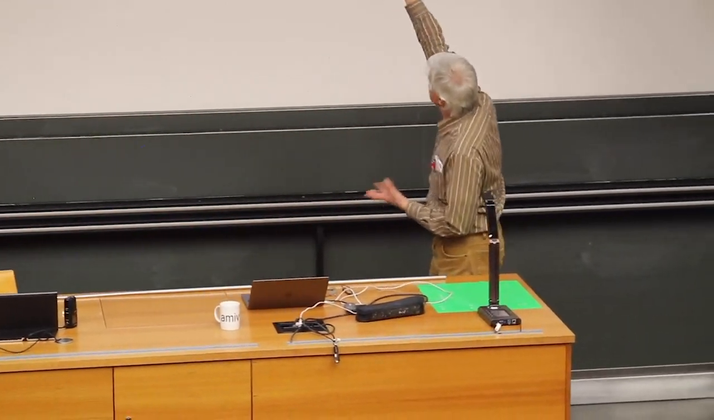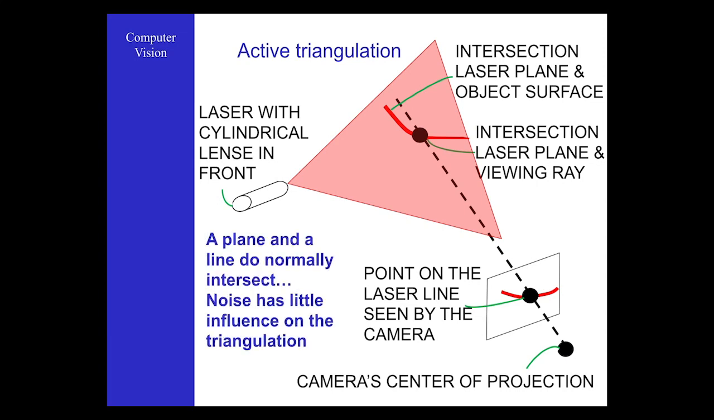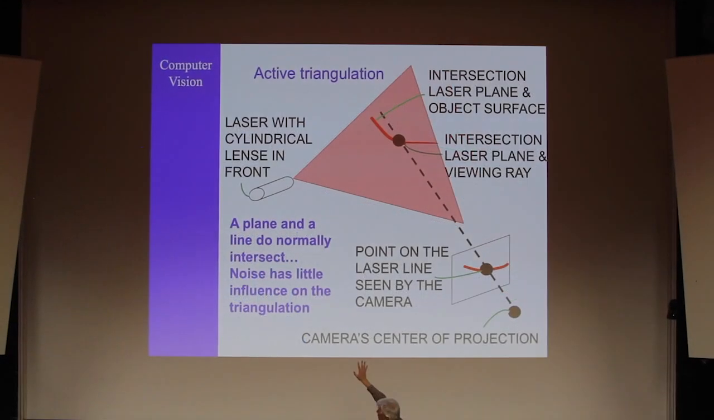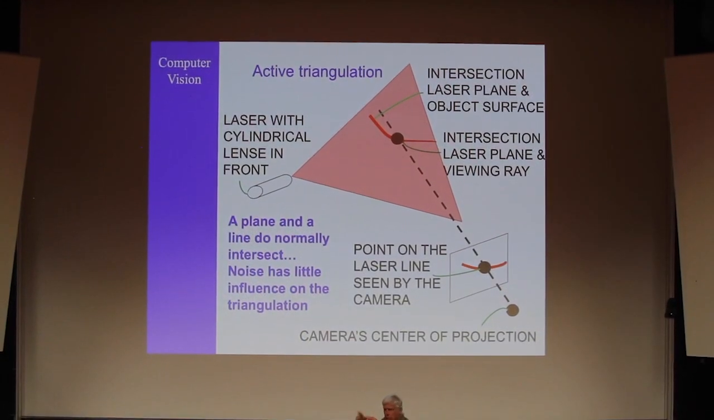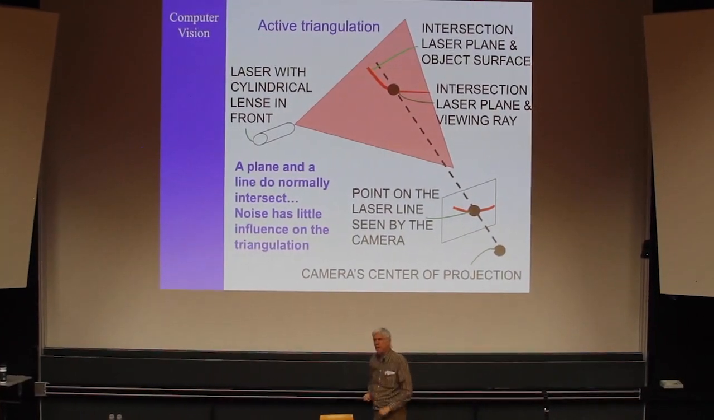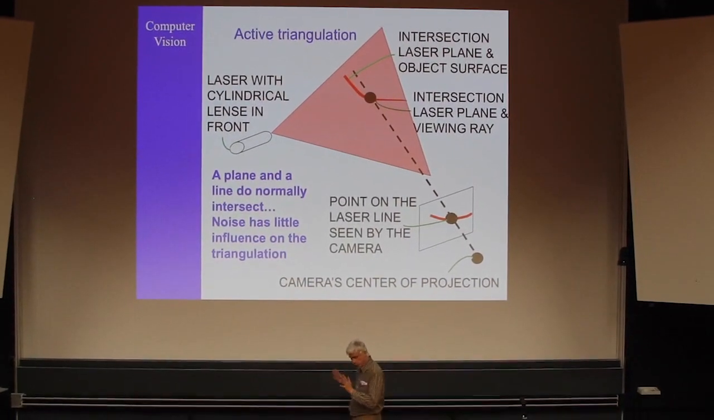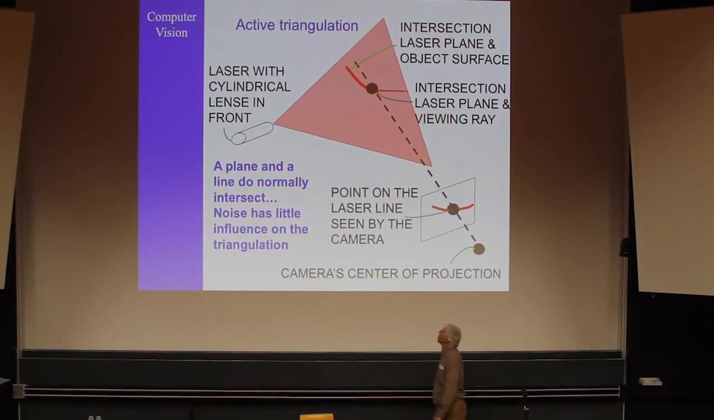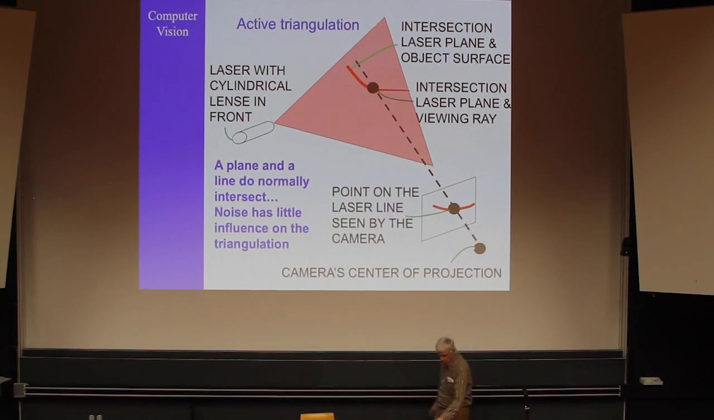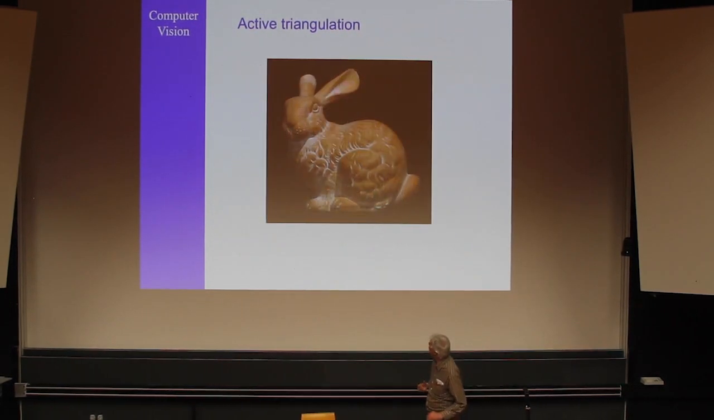So once we have an intersection, we have the point in 3D, and that's a very normal situation. So a plane and a line do normally intersect. Noise has little influence. Maybe the plane's a bit off, the line's a bit off, but still the intersection will still be pretty much where it had to be, and we find it without much ado. So also numerically, this is a far more stable thing to do.